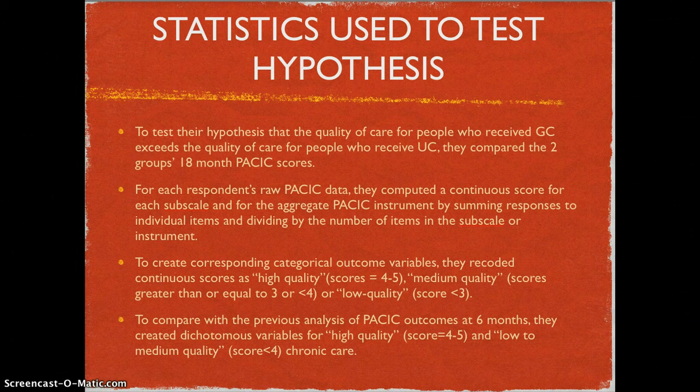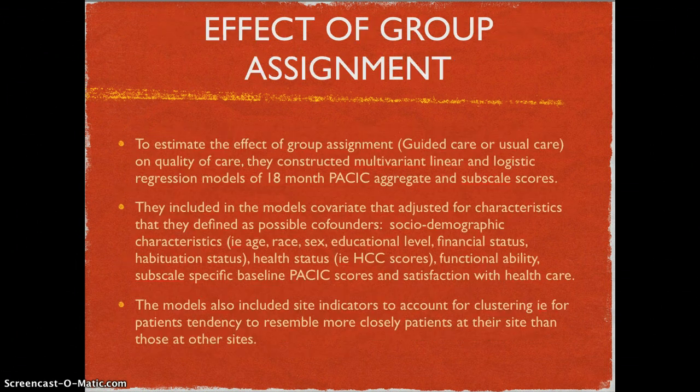And then to compare with the previous analysis of the PACIC outcomes that was done at 6 months, they created dichotomous variables for high quality, which was considered a score of 4 or 5, and low to medium quality, which was less than 4. To estimate the effect of the group assignment, either guided care or usual care, on quality of care, they constructed multivariate linear and logistic regression models of 18-month PACIC aggregate and subscores. So multiple regression is the statistical procedure that's used to predict the value of one variable from the value of at least 2 other variables.